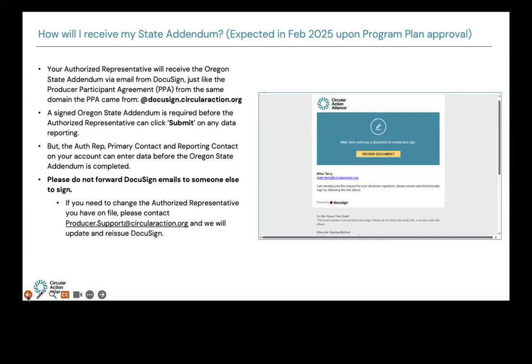And as a final note on signature, only the authorized rep can sign the addendum. So please don't forward it to somebody else. If you need to update the authorized rep on the account, reach out to us at the producer.support email. We'll make those changes on your account and then reissue the addendum.